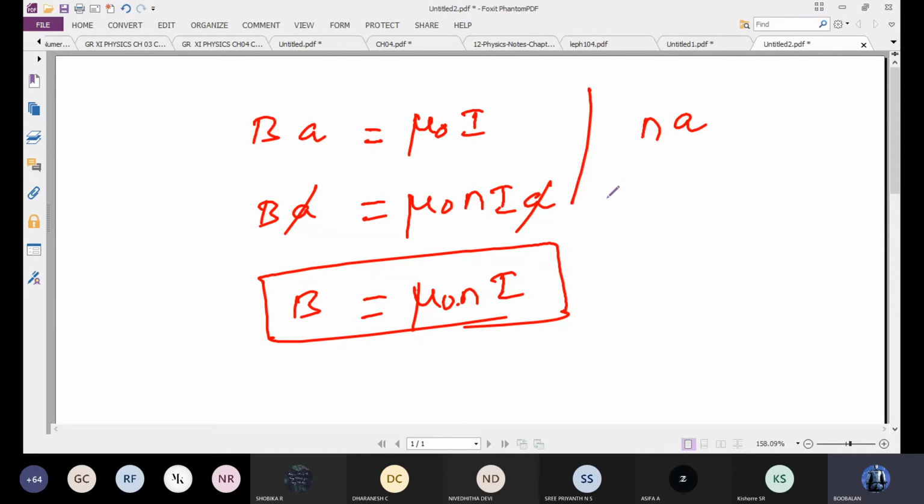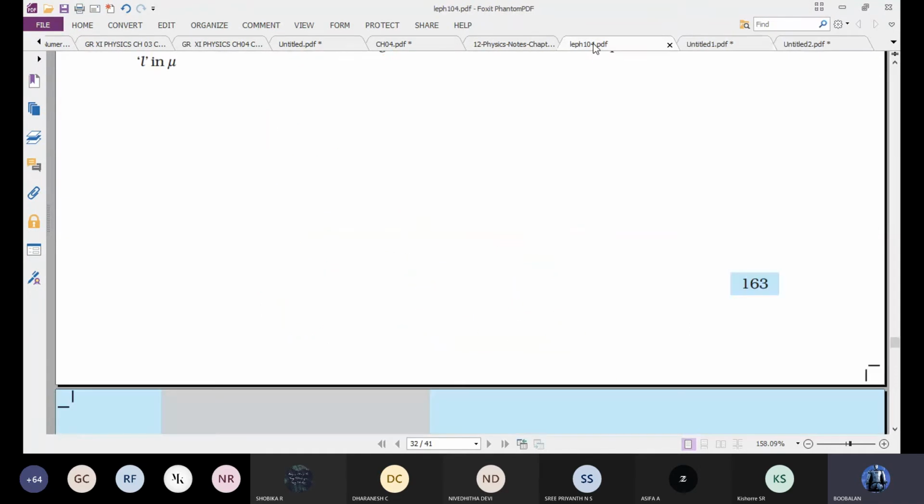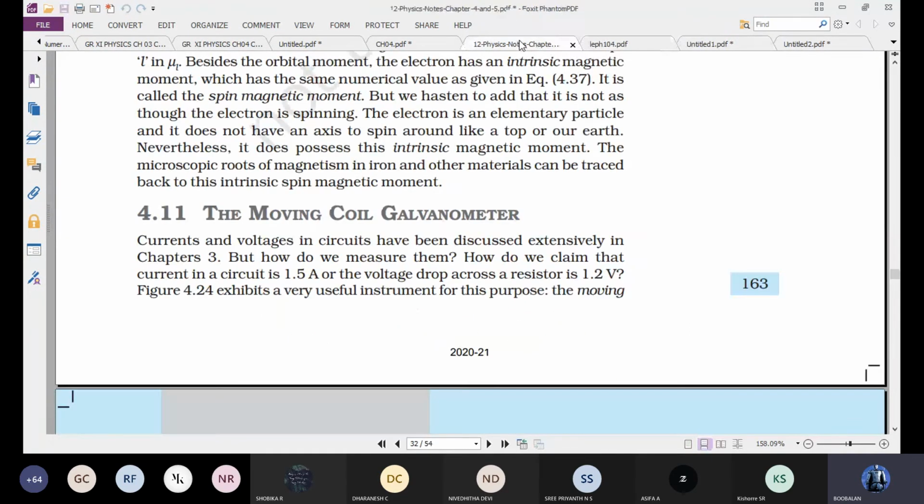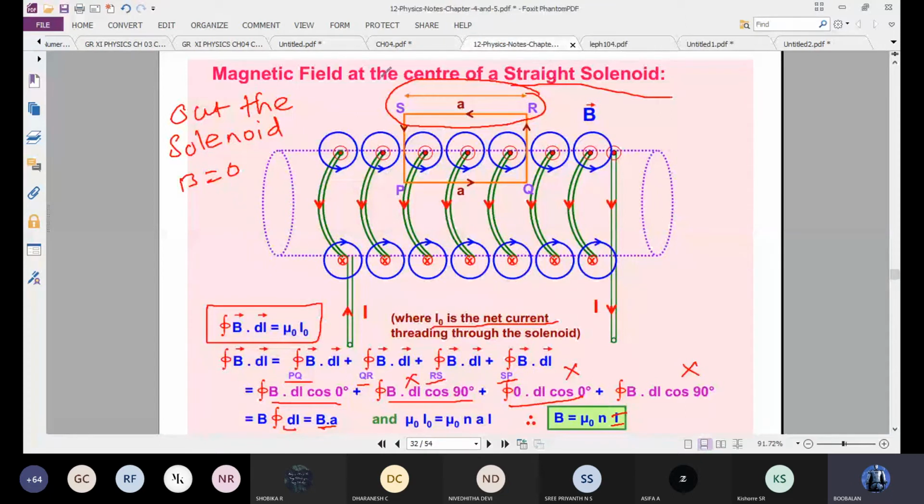Okay, just note the formula. Mu naught N I, magnetic field at the center of the solenoid. Formula: B is equal to mu naught N I. Which condition B dot dl value is 90 degrees, which condition B dot dl value is 0 degrees, it is important. Why I multiply with N? N means number of turns. A is the length of PQ.